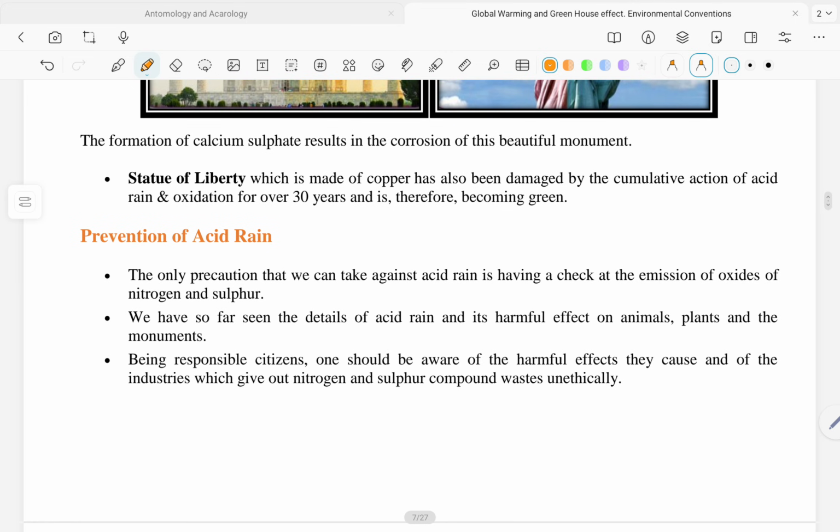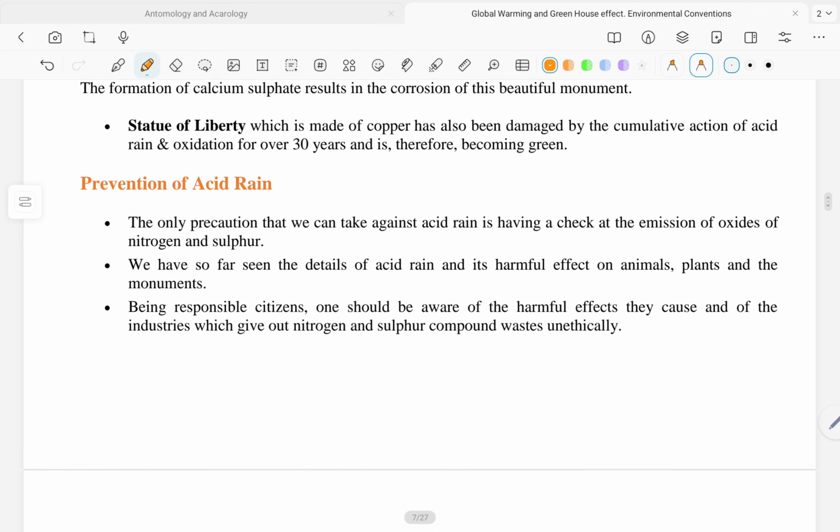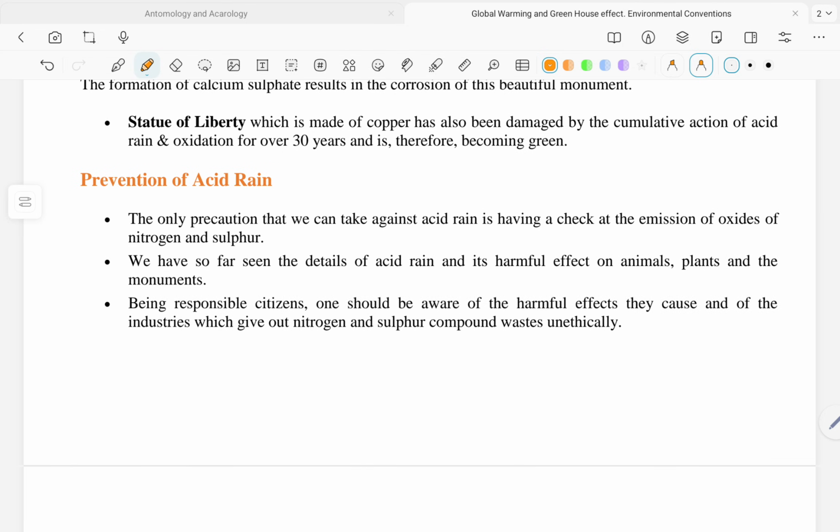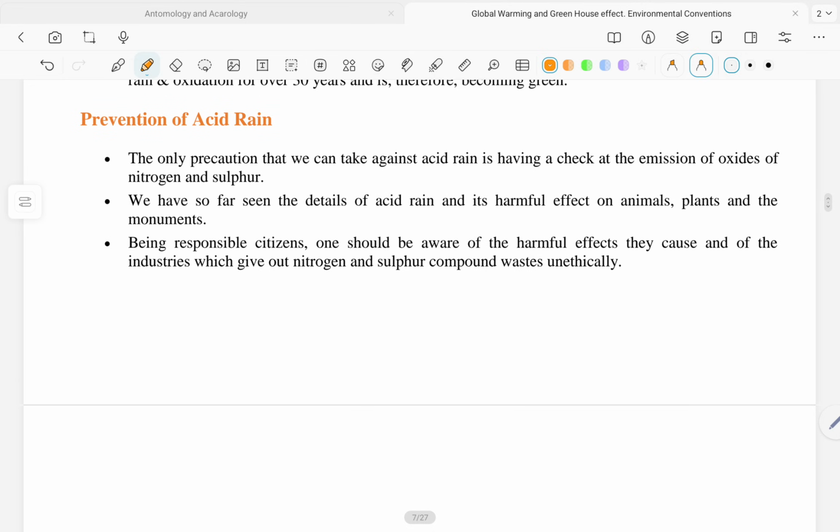Prevention of acid rain. The only precaution that we can take against acid rain is keeping a check on the emission of oxides of nitrogen and sulfur. We have so far seen the details of acid rain and its harmful effects on animals, plants and monuments. Being responsible citizens, one should be aware of the harmful effects they cause, and of industries which give out nitrogen and sulfur components wasted unethically.